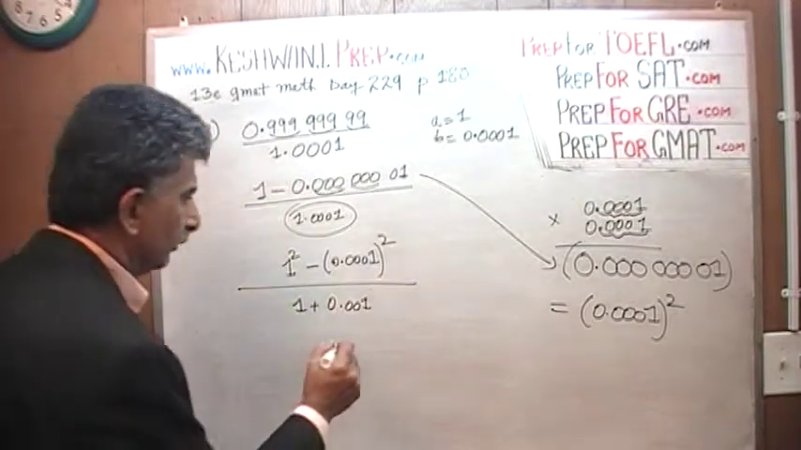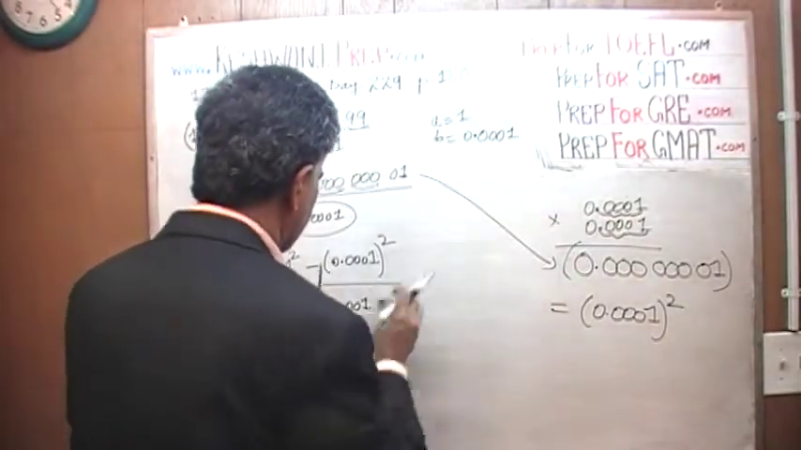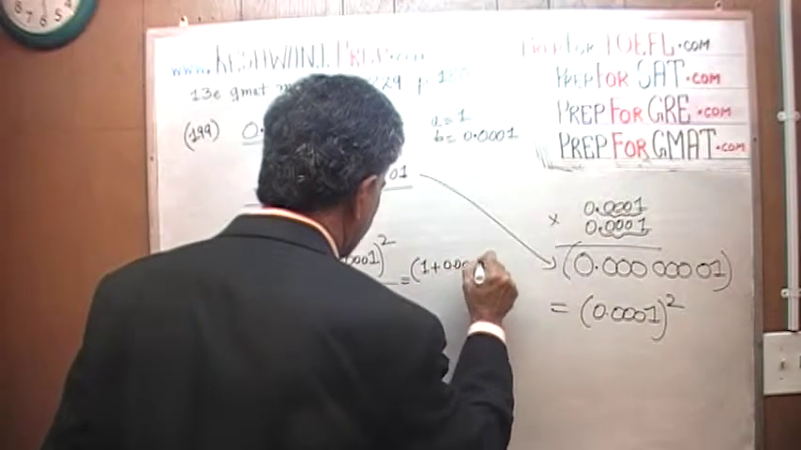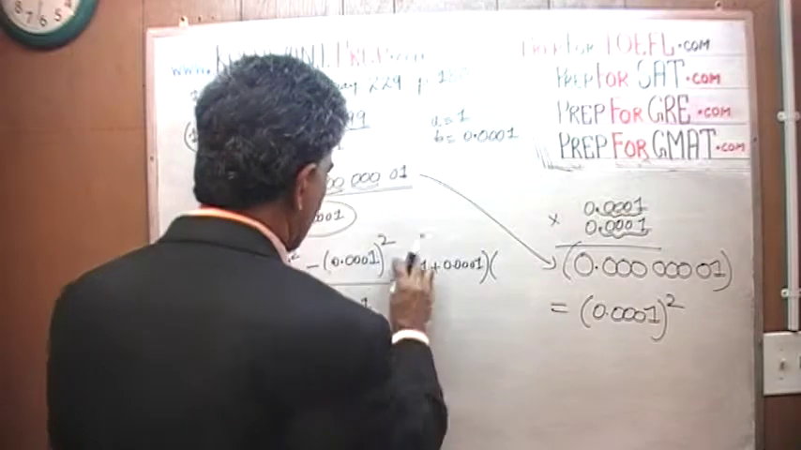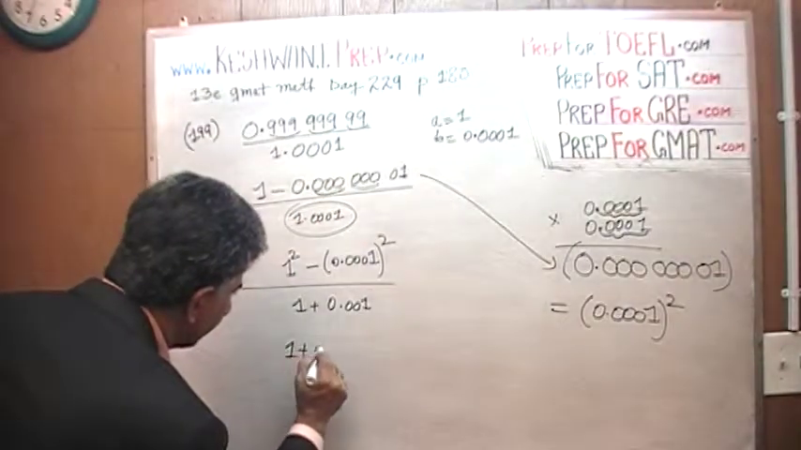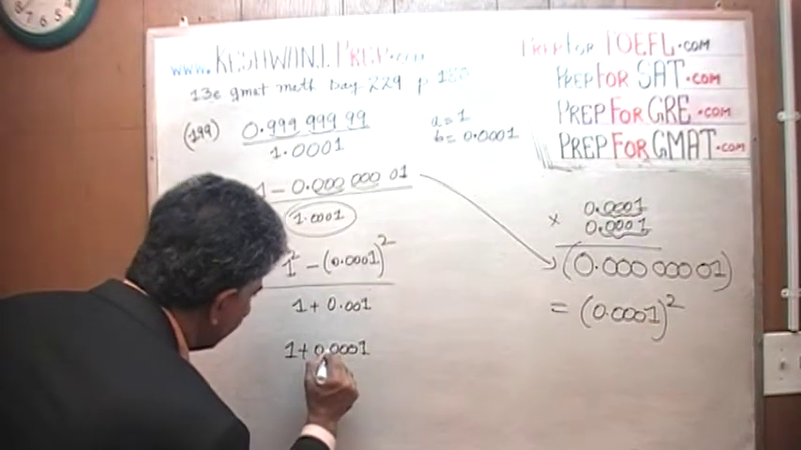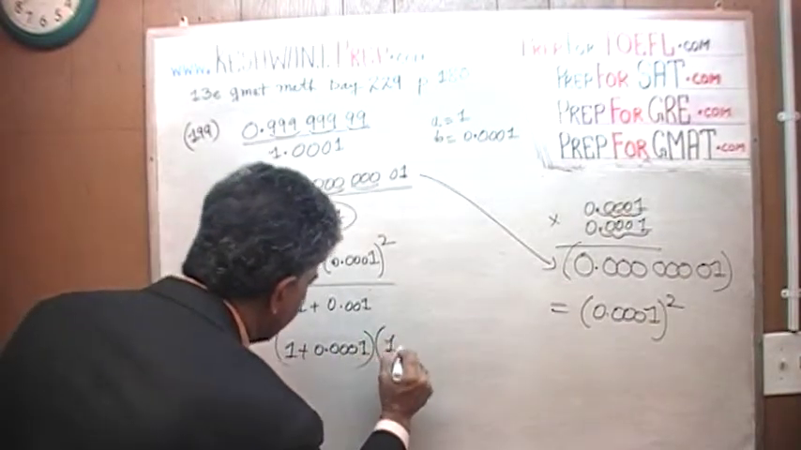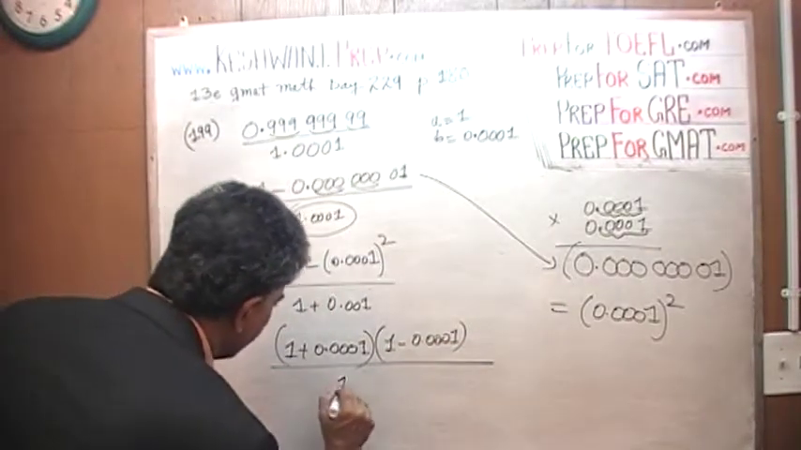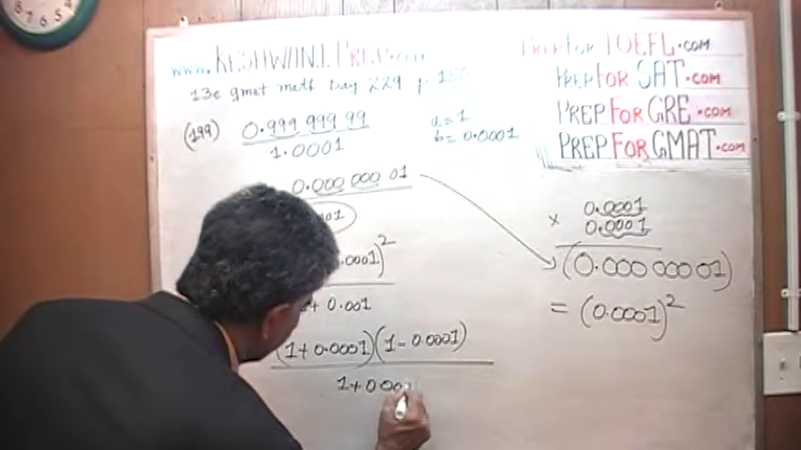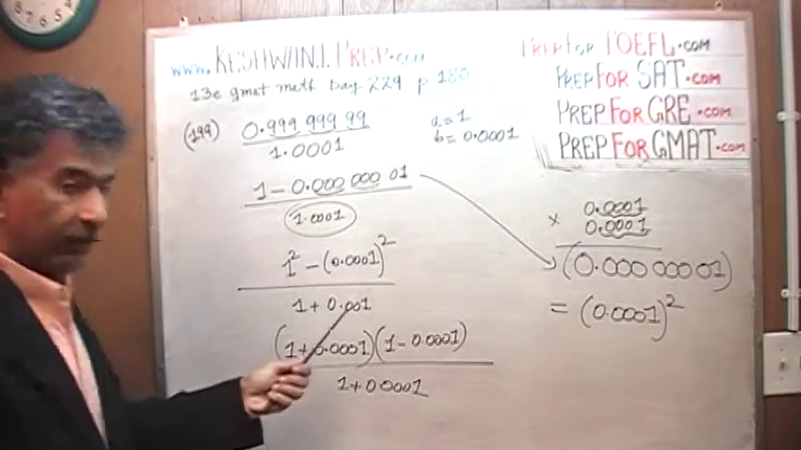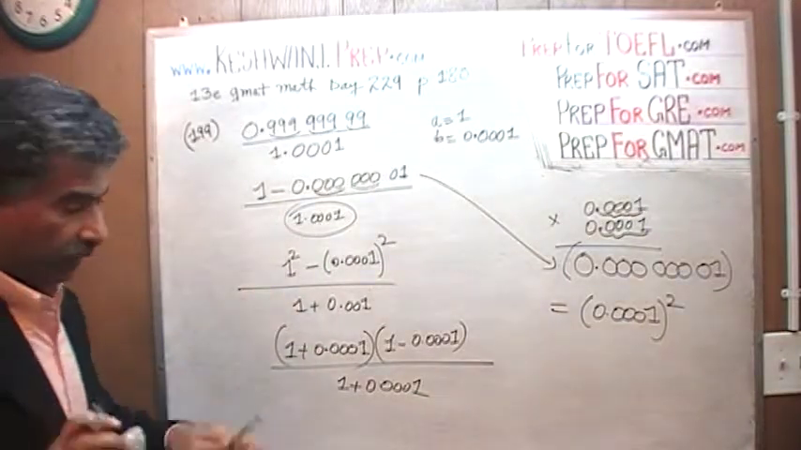So what does the top boil down to? The top boils down to 1 plus 0.0001 times 1 minus 0.0001. And on the bottom we have 1 plus 0.001. It should have had one more zero; I left it out. There are 3 zeros. If it doesn't have 3 zeros on the bottom, nothing is going to work out.